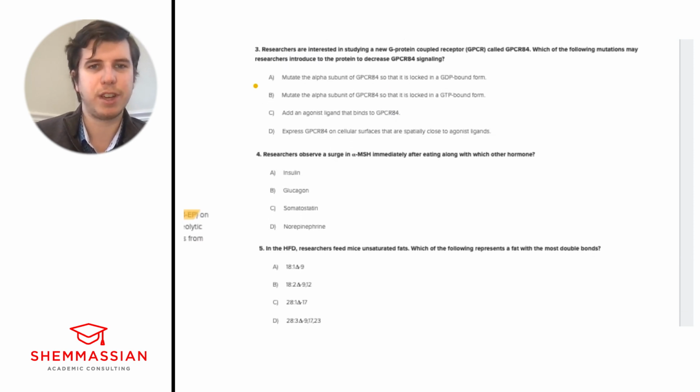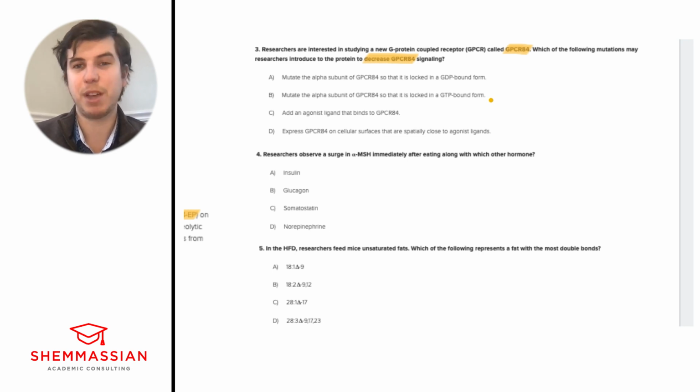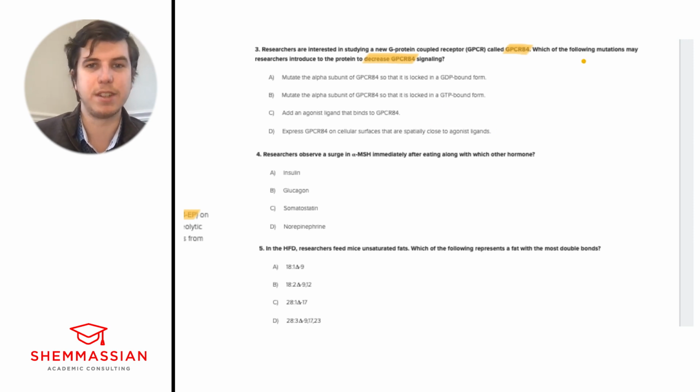Let's look at 3 now. Researchers are interested in studying a new G-protein coupled receptor called G-protein coupled receptor 84. Which of the following mutations may researchers introduce to the protein to decrease GPCR84 signaling? Okay, so we're looking for decreasing GPCR84. So when it comes to MCAT biology questions, it's very common that you're going to get something around G-protein coupled receptors, and also something where you basically just have to recall your outside knowledge, right? This is not really based on the passage at all. So we would call this like a pseudo-discrete. It's based on the passage, but the only thing in the passage is just mentioning that a G-protein coupled receptor exists. There's nothing that would tell us how this works. So yeah, when it comes to MCAT biology questions, we need to be prepared for a content question like this.